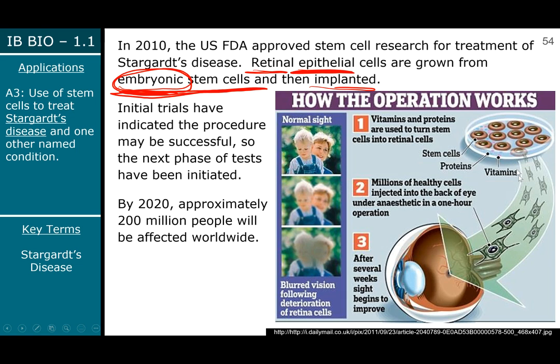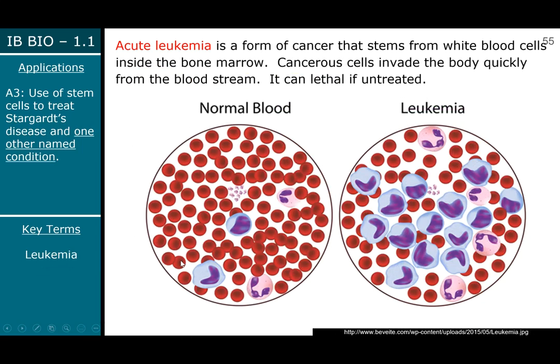Last I heard, this was actually being used. I think they may have changed the source of embryonic stem cells to something else. I'm not quite sure if they're using multipotent cells from individuals or not. But by 2020, 200 million people will have been affected by this particular genetic disease.